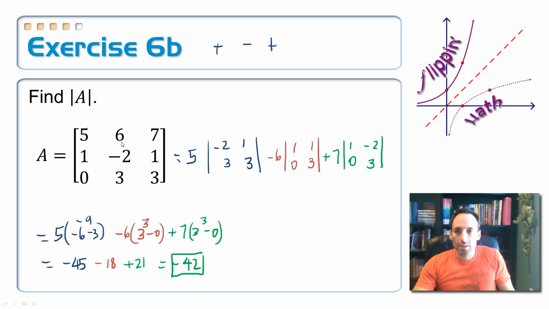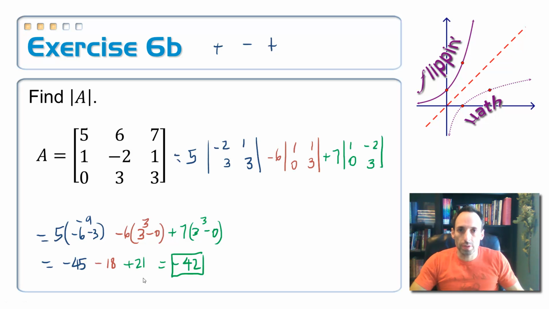I pull out the 6 and cross out the row and the column that it's part of, and I have 1, 0, 1, 3. And then finally I have a plus, pull out the 7, and the determinant is the 2 by 2 formed by crossing out the row and the column, 1, 0, negative 2, 3. So you do the math on that, you get a negative 42.